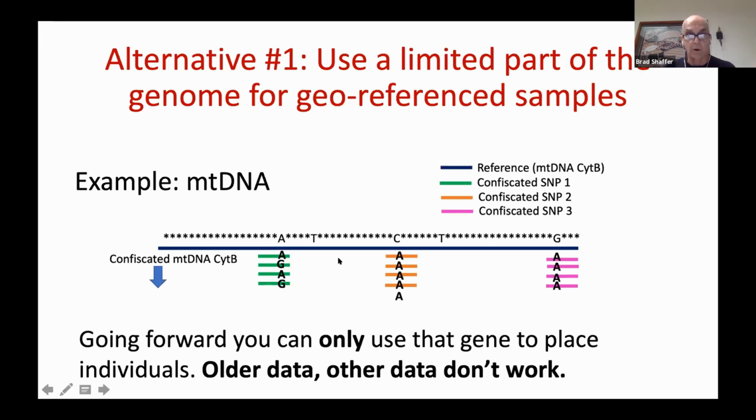So going forward, once you have that set of reference genomes, you can only use that gene to place individuals, and any other data that you might have on that turtle or other turtles are irrelevant in terms of placing that animal back on the landscape.